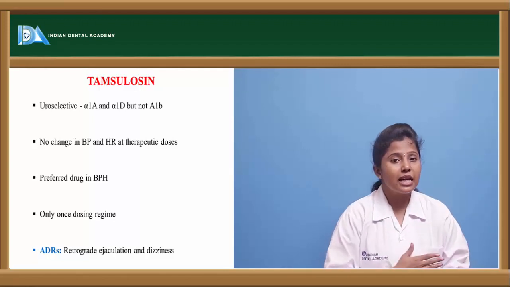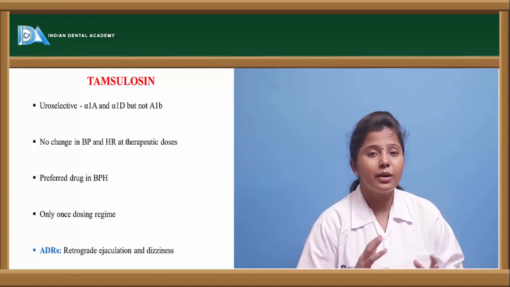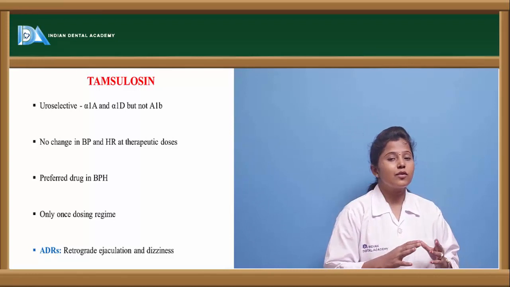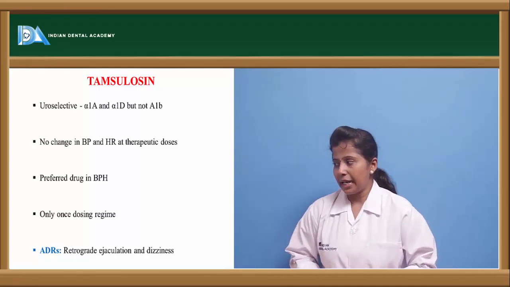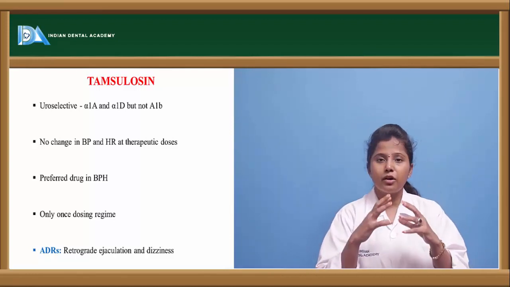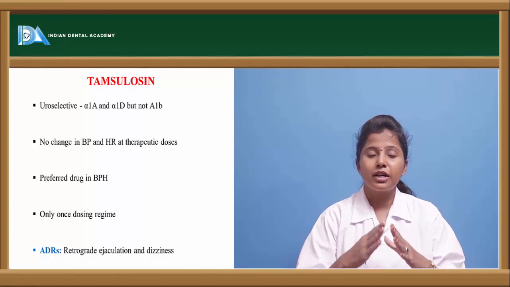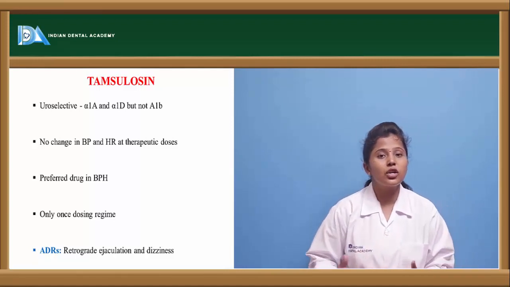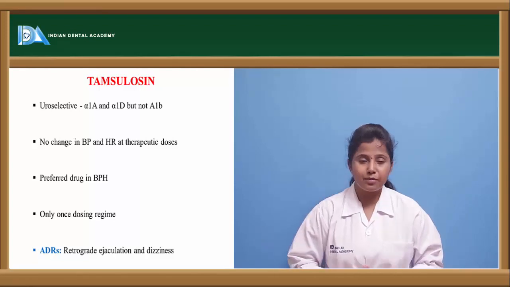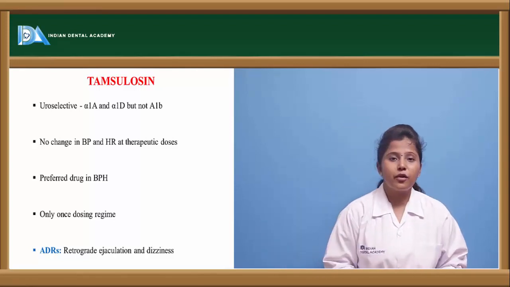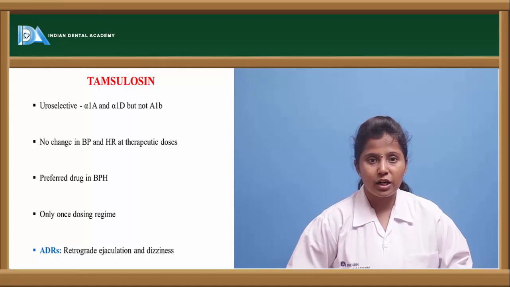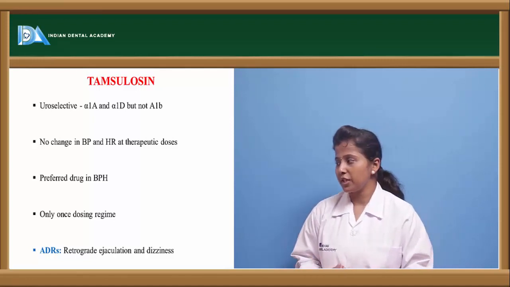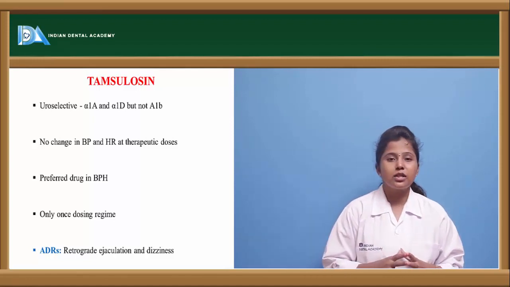So it is not selective, or else we can say it does not bind to the alpha-1B receptor. This is one of the characteristic features of the tamsulosin drug. Even if the drug is given for a longer period of time, the blood pressure and heart rate are not altered. This is one of the best parts of this drug, and it is preferred in BPH, benign prostatic hyperplasia condition, with only a once-daily dosing regimen.